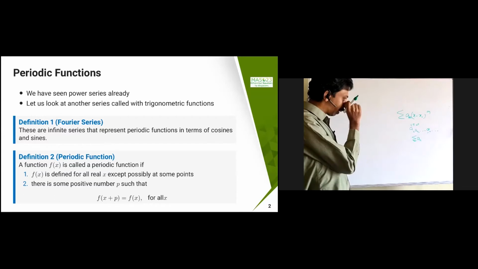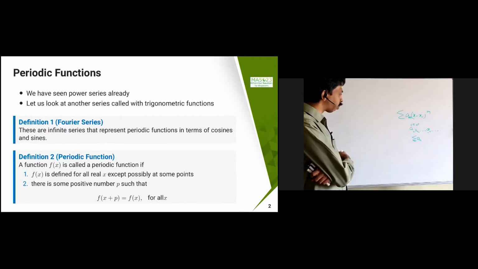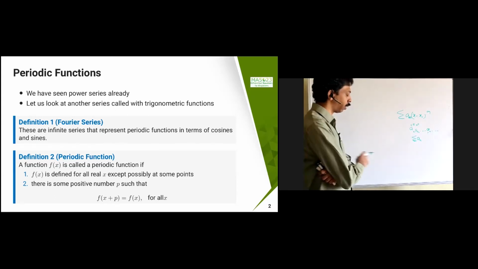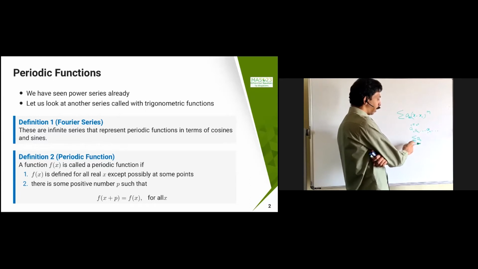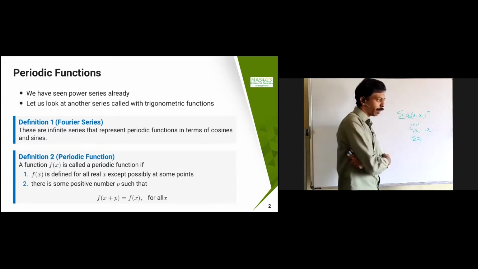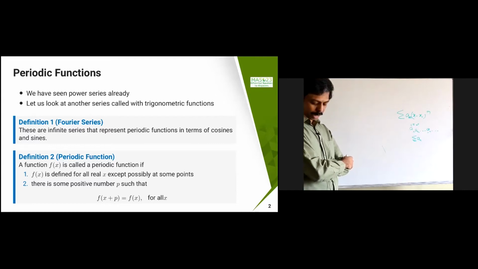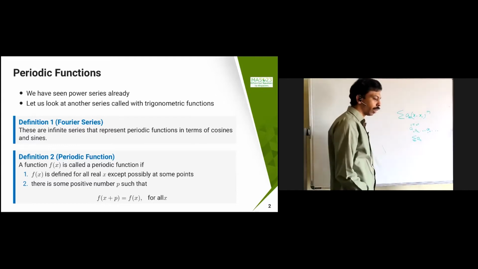Now for periodic functions, the second key term is periodic function. Infinite series I have defined already. This is an infinite series, because we covered power series in the last class. So now the second term is periodic function. What is the meaning of periodic function? That we have to see.